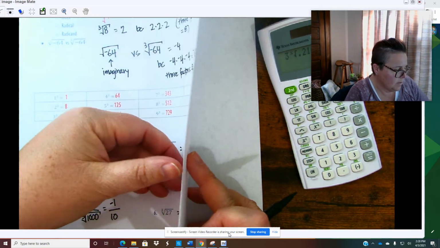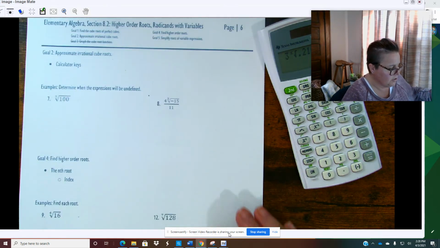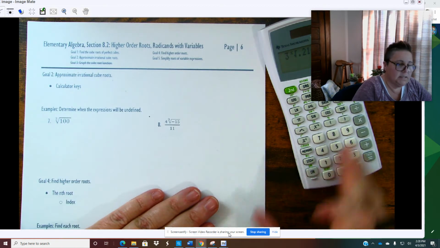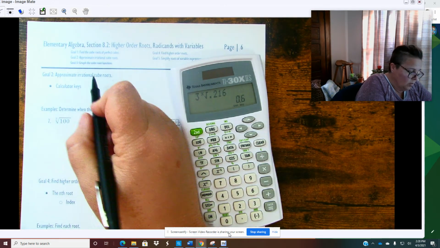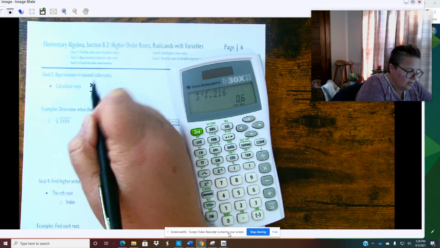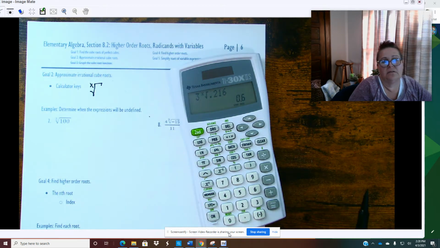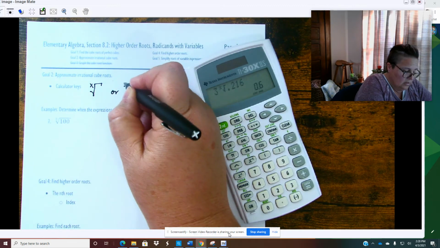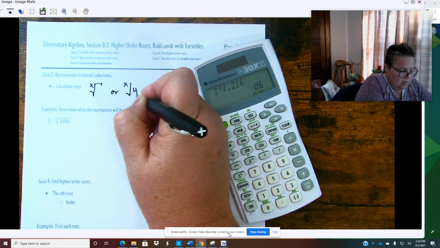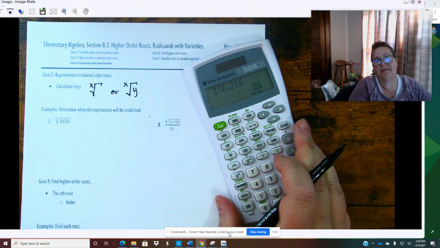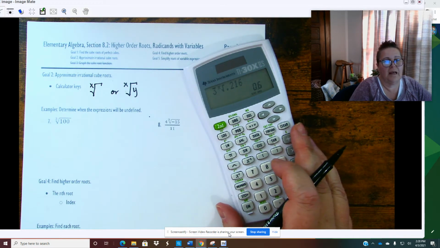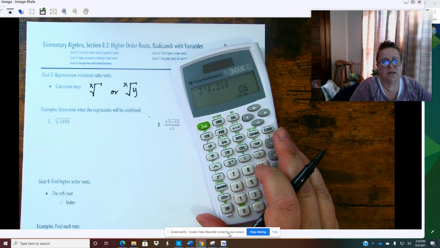Okay. Can we approximate some cube roots? We sure can. I showed you where your calculator key was. Once again, you will want to use the X and then the radical. Some of you will have X, Y on yours, and that's fine too. Either one.